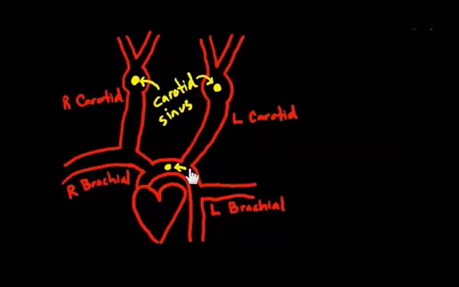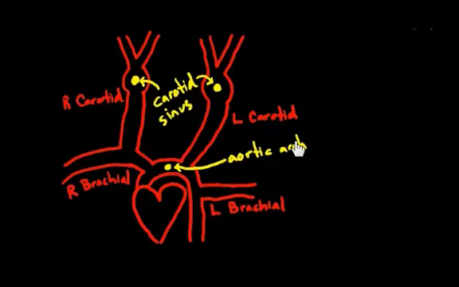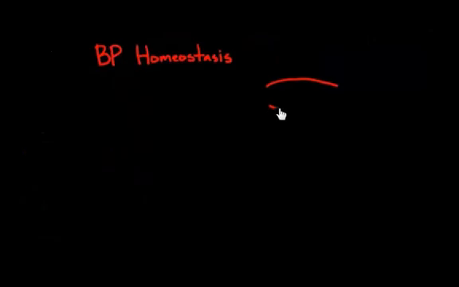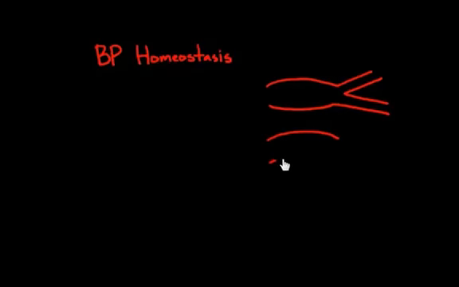Another spot I'm going to talk about in this video is the aortic arch, which is right there. So these three spots, the two carotid sinuses and the aortic arch, are really, really interesting, and actually they're very important for learning about how it is that our body is able to create balance in our blood pressure.